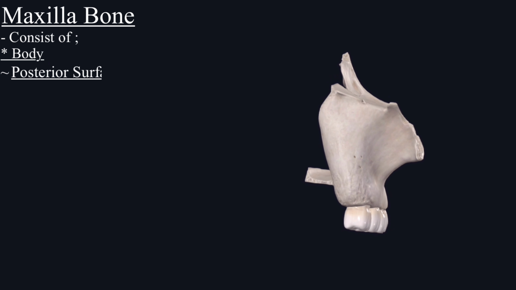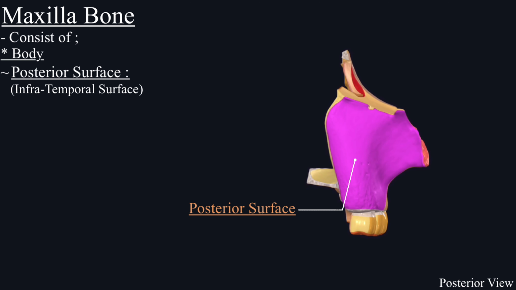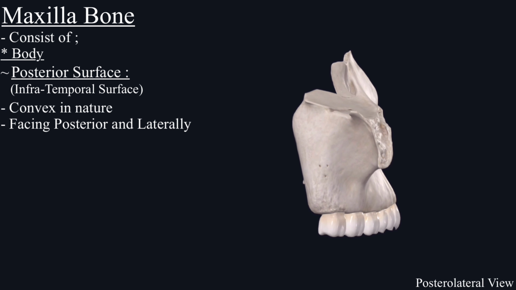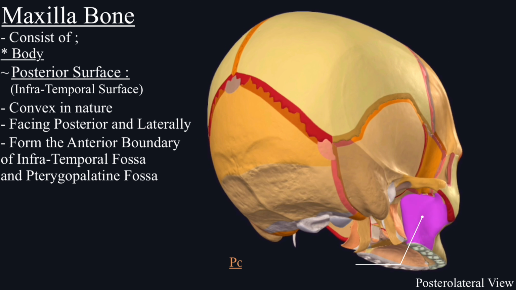Next is the posterior surface of maxilla body, also known as infratemporal surface. The posterior surface is convex in nature and it is facing posteriorly and laterally. In the posterolateral view, you can appreciate that the convex surface is facing posteriorly and laterally. It forms the anterior boundary of the infratemporal and pterygopalatine fossa. In the complete skull model, this is the posterior surface of maxilla bone.